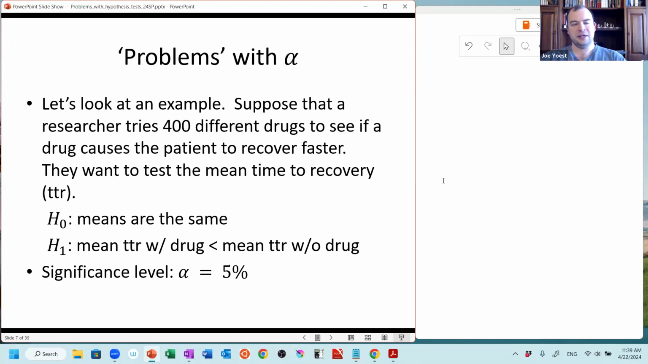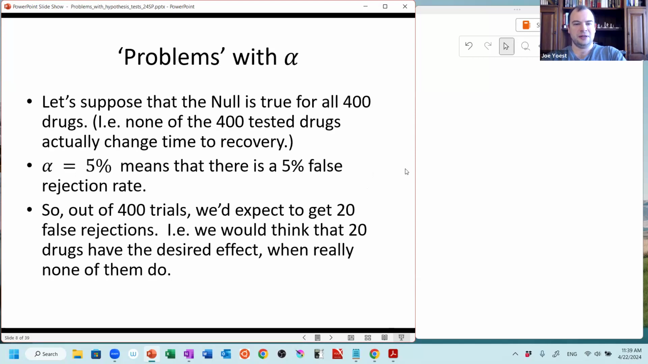Okay, so let's look at a tangible example here. Suppose that a researcher tries 400 different drugs to see if the drug causes a patient to recover faster from a certain disease. They want to test the mean time to recovery, and their null is that the means are the same. The alternative is the mean time to recovery with the drug is less than the mean time to recovery without the drug, so that the treated patients recover faster. We'll use a significance level of 5%. Let's suppose further that the null is true for all 400 drugs.